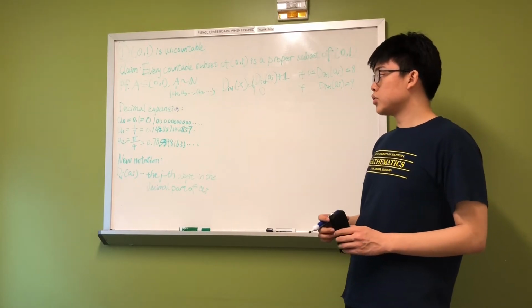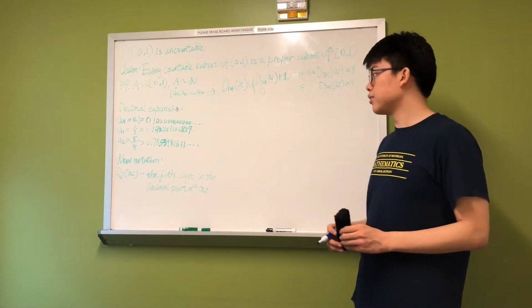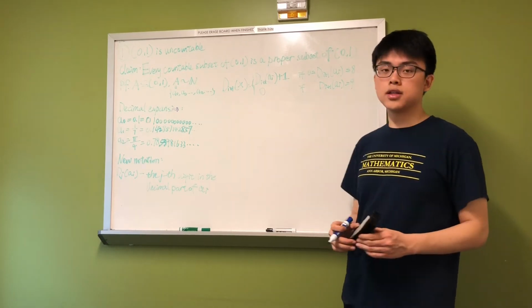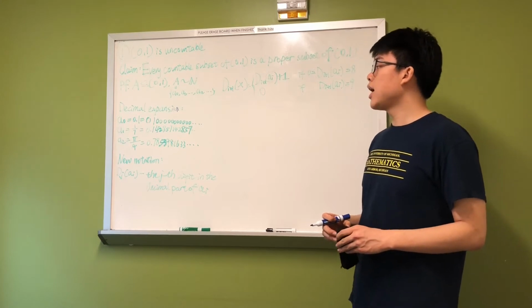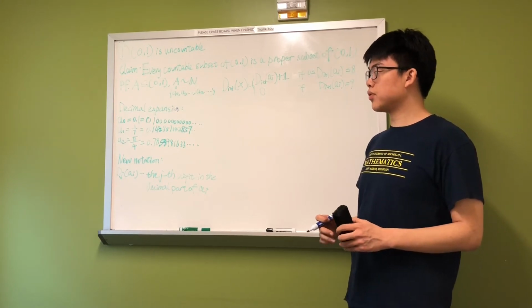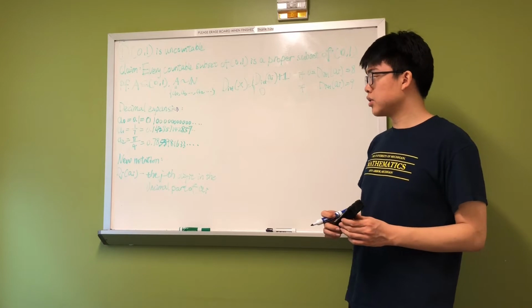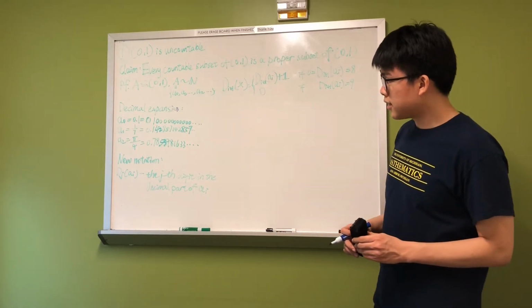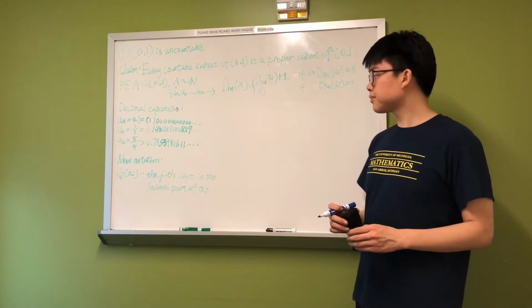And a1 equals 1 over 7, which can be rewritten as 0.142857142857, and so on and so forth. And a2 equals pi over 4, which can be rewritten as 0.7853981633.